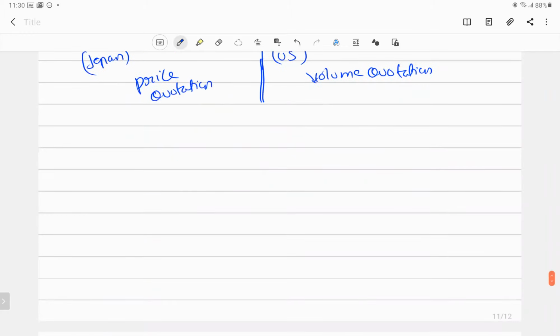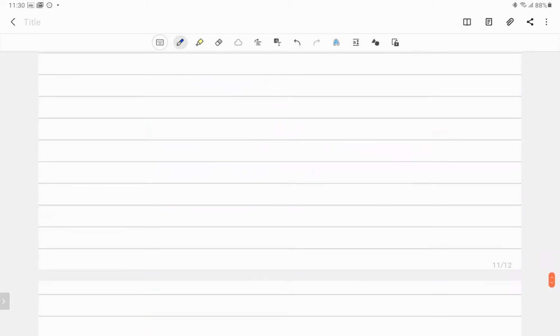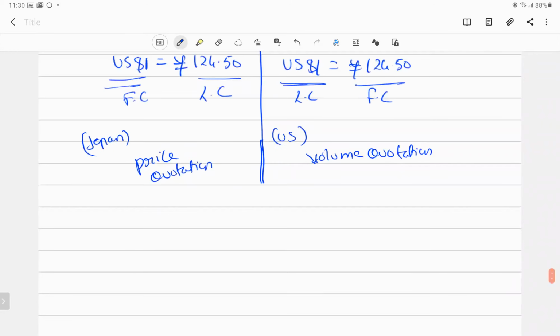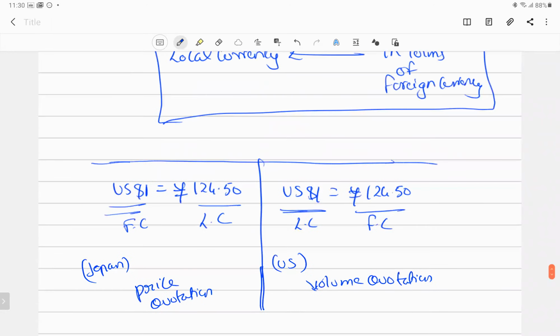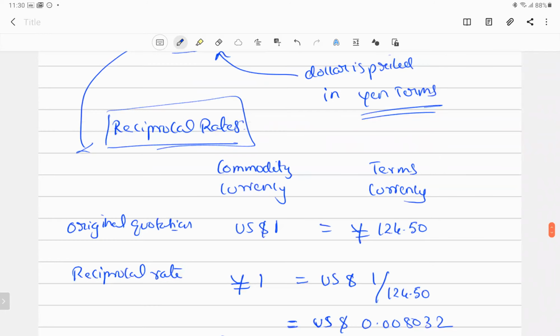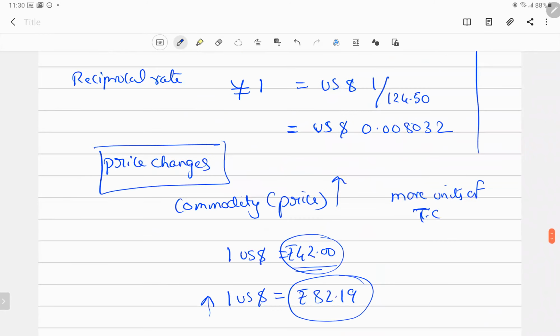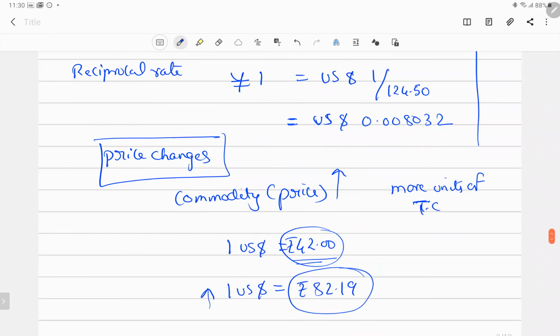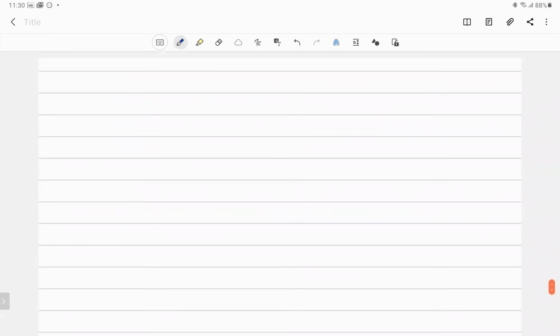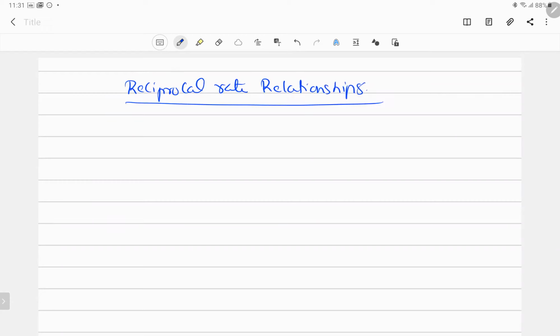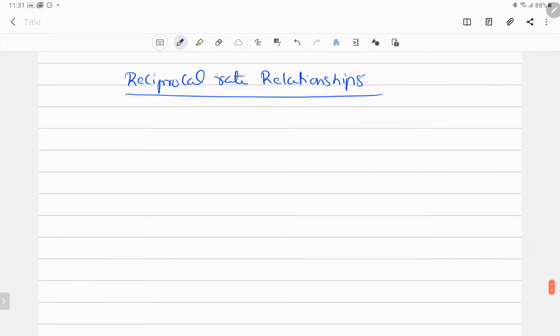Now we further get into the reciprocal rate relationships. Reciprocal rate, as I have said, is how it has to be converted. Now you know what your price quotation and your volume quotation are. So now we get into the reciprocal rate relationships, and I will put it in a simple example.